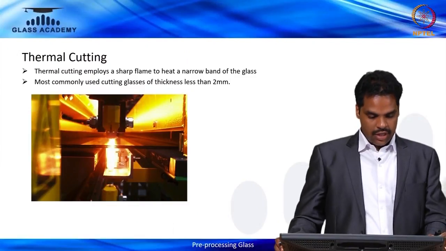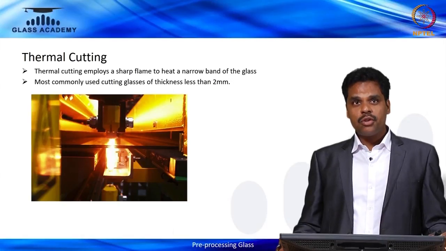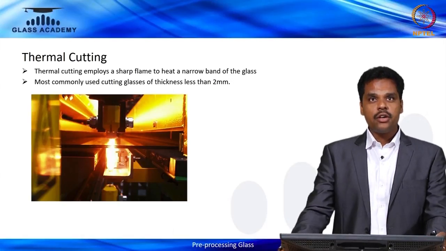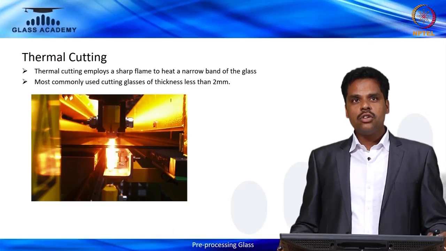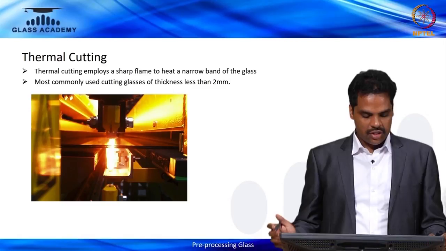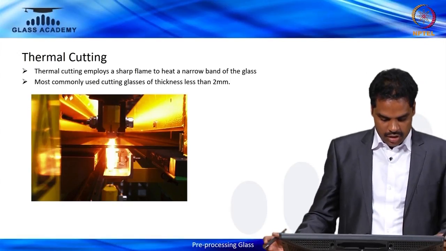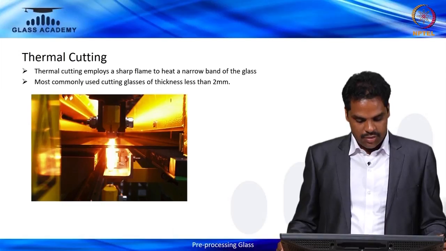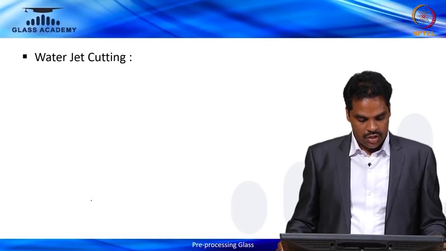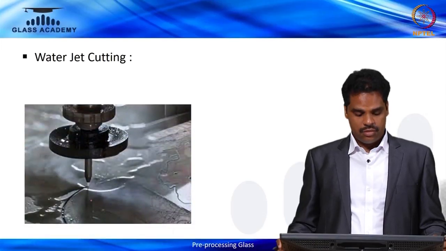So next we are going to see the thermal cutting process. Thermal cutting employs a sharp flame to heat a narrow band of the glass, most commonly used in cutting glass of thickness less than 2 mm. For the thermal cutting process, the glass will be placed inside the setup and it will be cut as per the requirement.